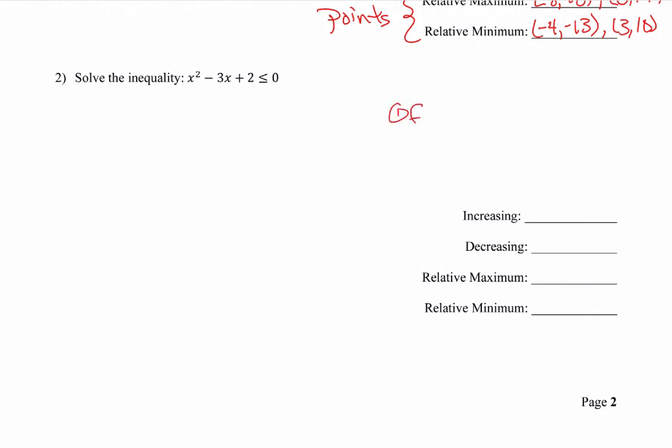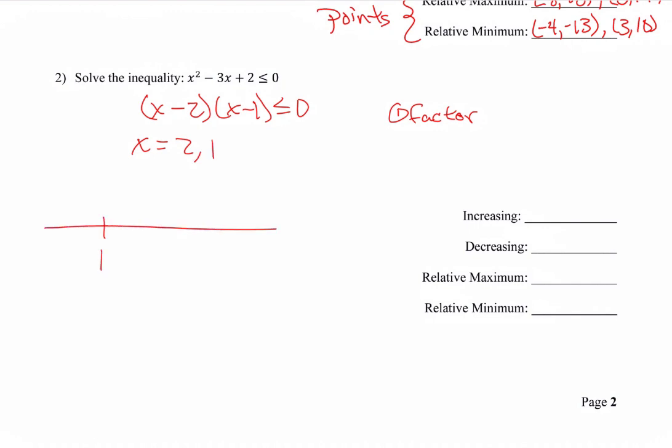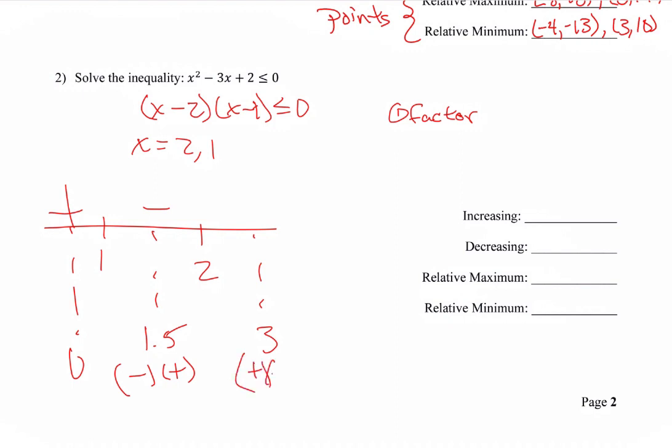The first thing we do is factor. So that's x minus 2 times x minus 1 is less than or equal to 0. So x equals 2 or 1. Then I draw a sign chart. I have 1 and 2. Then I pick values in each of the regions: 0, 1.5, and 3. Then I test my values. Remember that I only care about the sign. For 0, I put it into the original, and I get positive. For 1.5, I put it into the factored version, and I get negative times a positive, so I get negative. For 3, I put it into the factored version, and I get a positive times a positive, so I get positive.